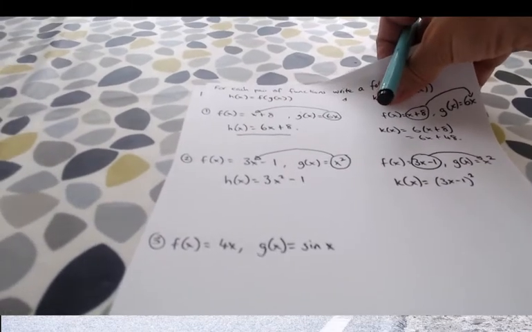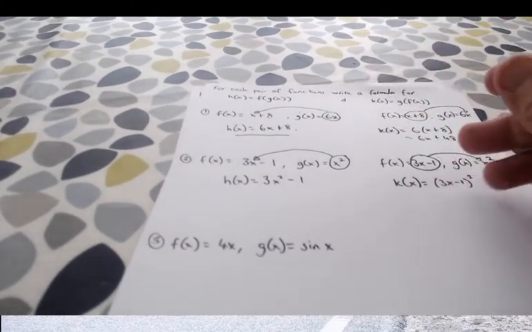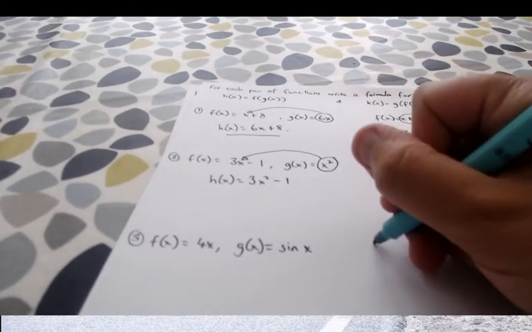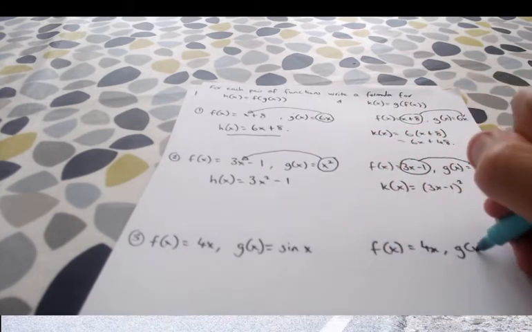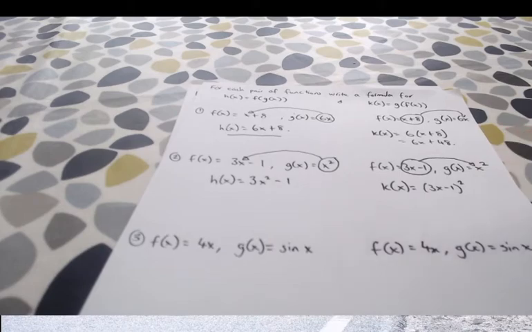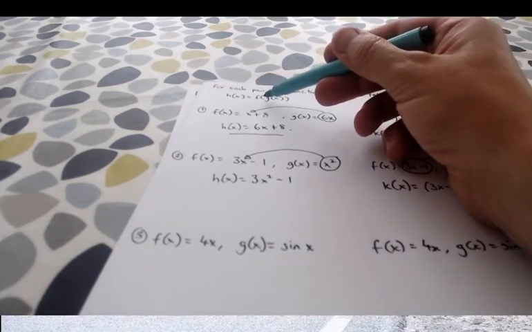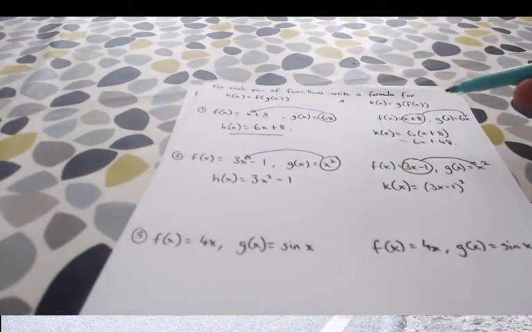Right, question 3. F of x equals 4x, g of x equals sine x. I want you, again, to do the same thing. I want you to do f of g of x, and I want you to do g of f of x. Hit pause, on you go.